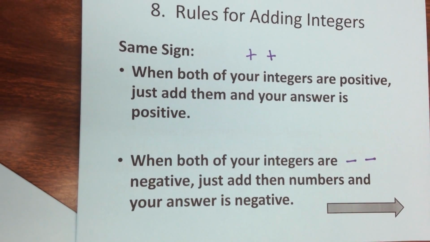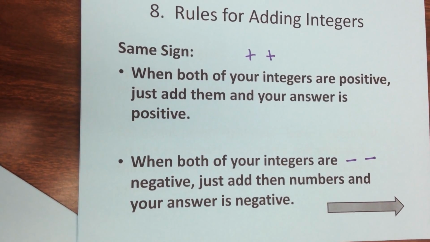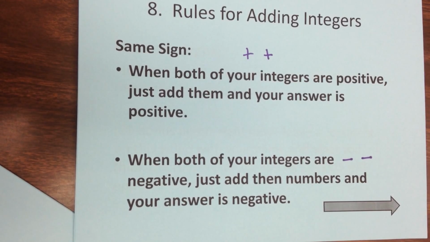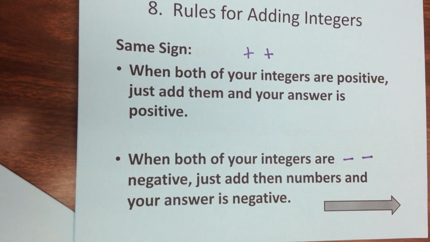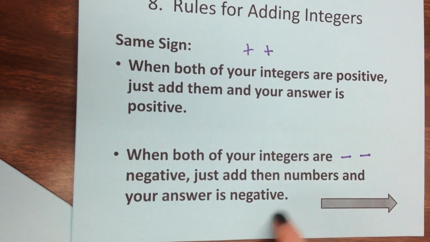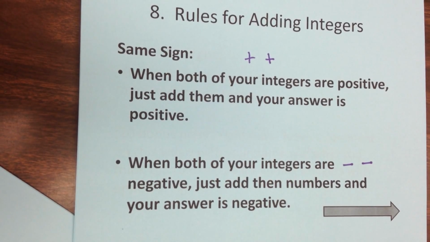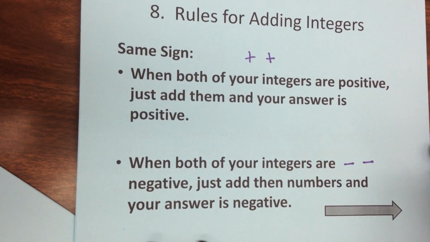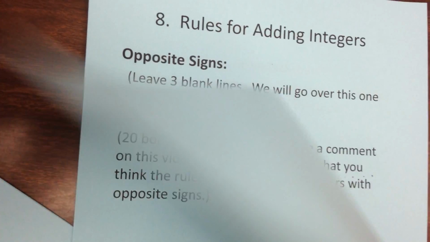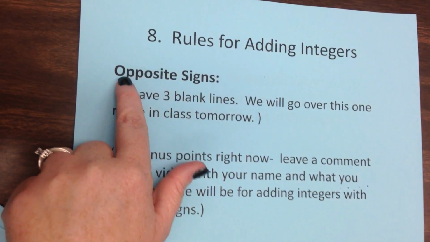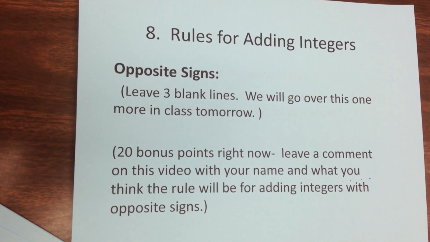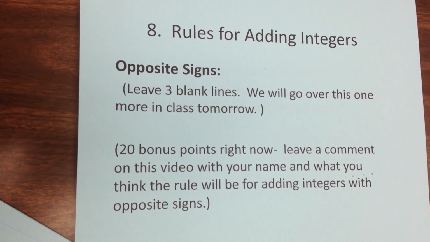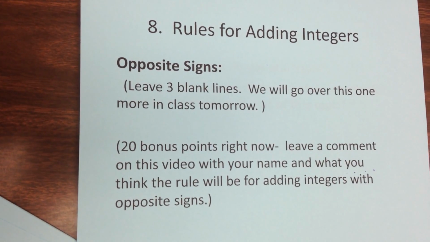But when both of your integers are negative, -1 plus -6, you just add those numbers. 1 plus 6 is 7, and then your answer is negative. You keep the same sign as both of those. Now, what happens when one is positive and one's negative? That's a different rule. So I want you to write down opposite signs and leave 3 blank lines. We're going to go over this one more in class tomorrow.